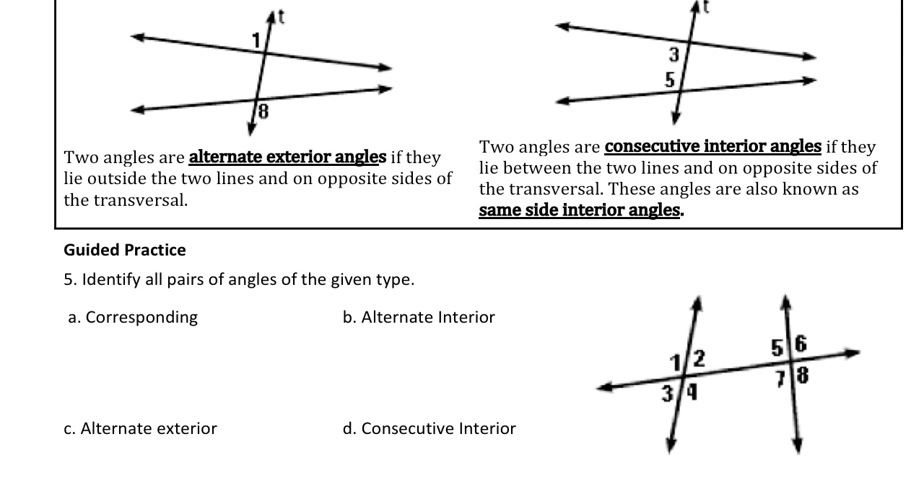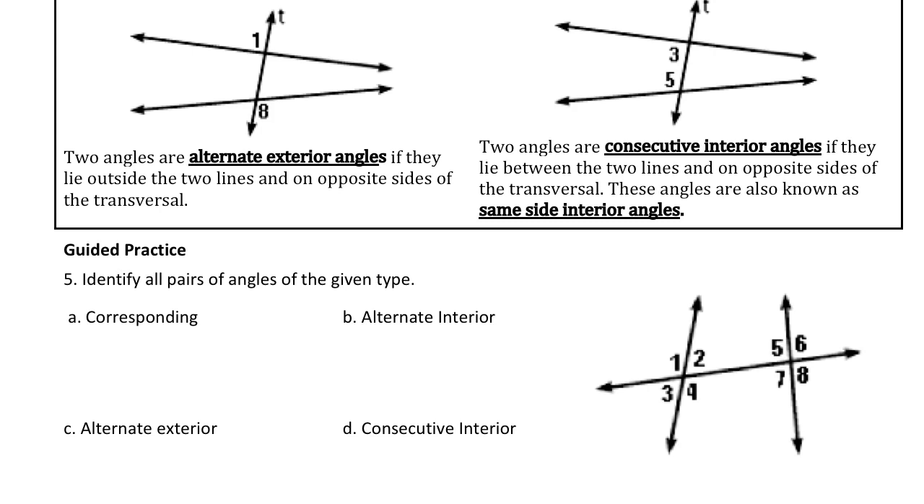Alternate exterior angles. Opposite kind of alternate interior angles. They're on alternate sides of the transversal, but they are on the exterior of the lines. So these are two angles being alternate exterior angles. They're called alternate exterior angles if they lie outside the two lines and they're on alternate sides or opposite sides of the transversal.